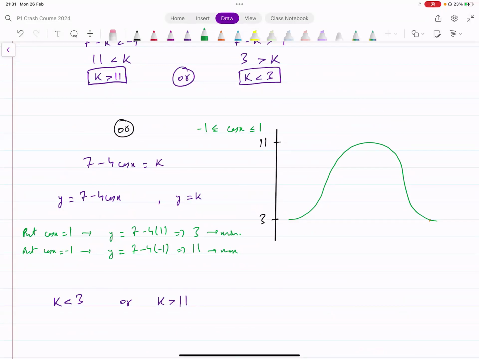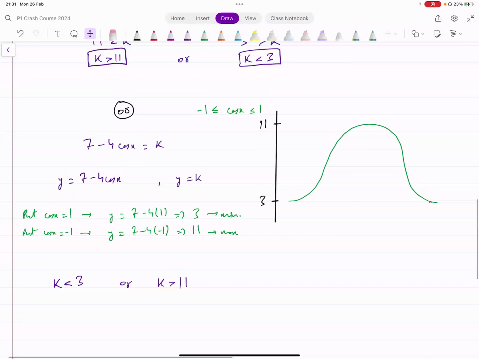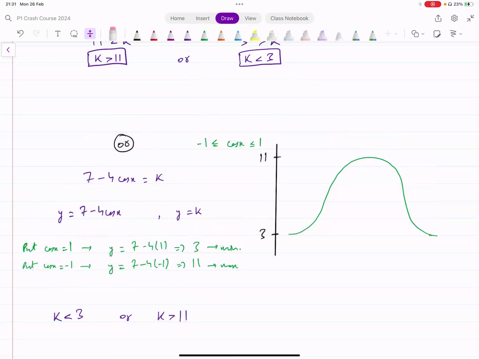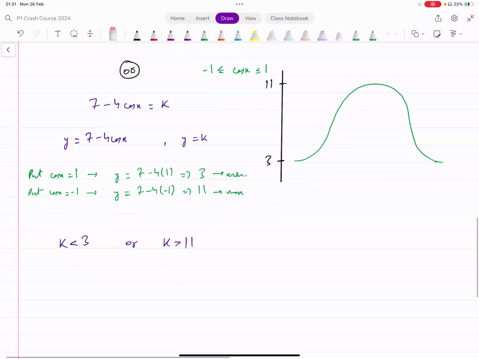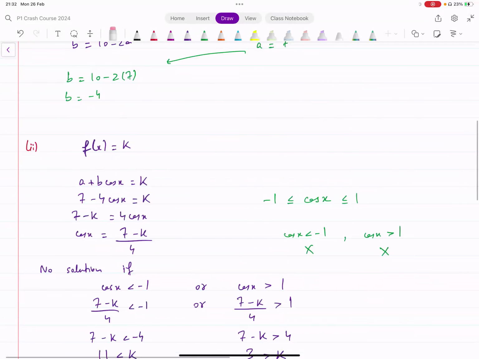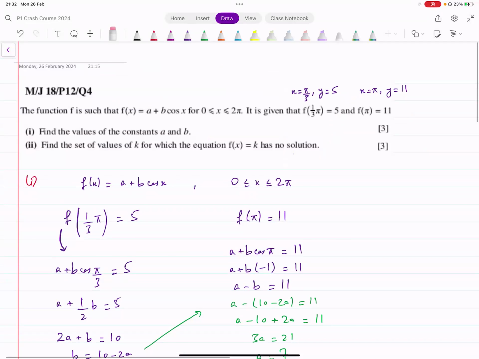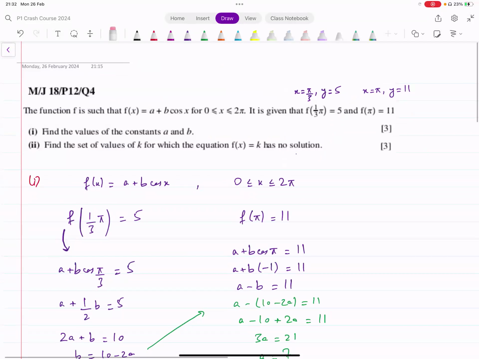Is that okay? How many of you understand this, the second method that we just discussed? Emma, is that okay? Yes, sir. Okay, so we will be discussing this concept of maximum and minimum points of this trigonometric function later in functions as well. But I think that's fine for now. That's part 2. So that's how you would deal with this, okay?